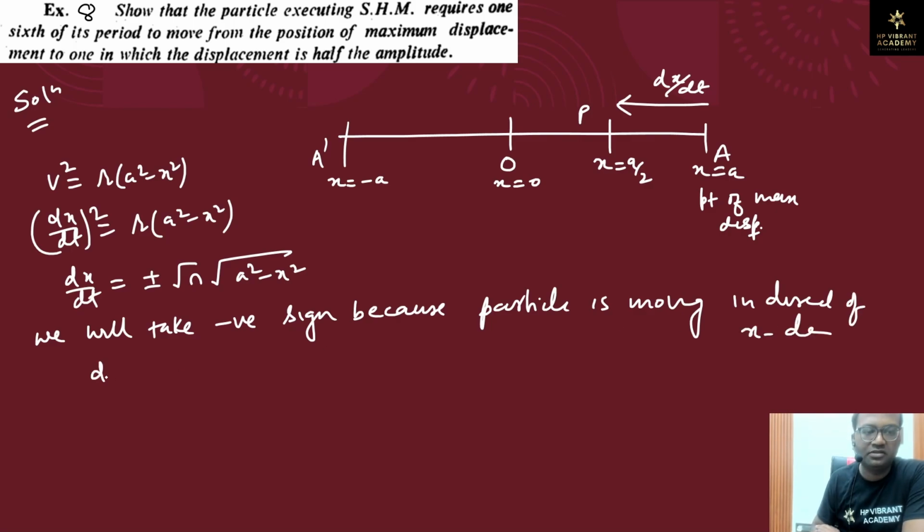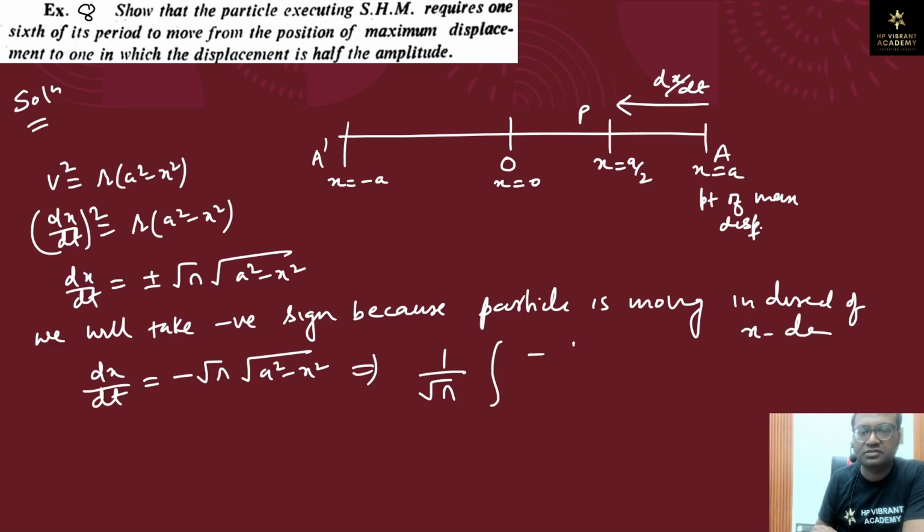So we have dx by dt is equal to minus root mu times root under a square minus x square. So from here we have 1 upon root mu into minus dx upon root under a square minus x square is equal to dt.